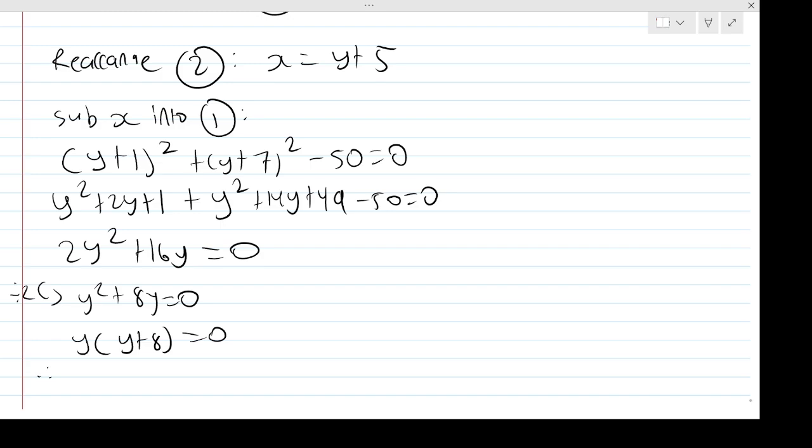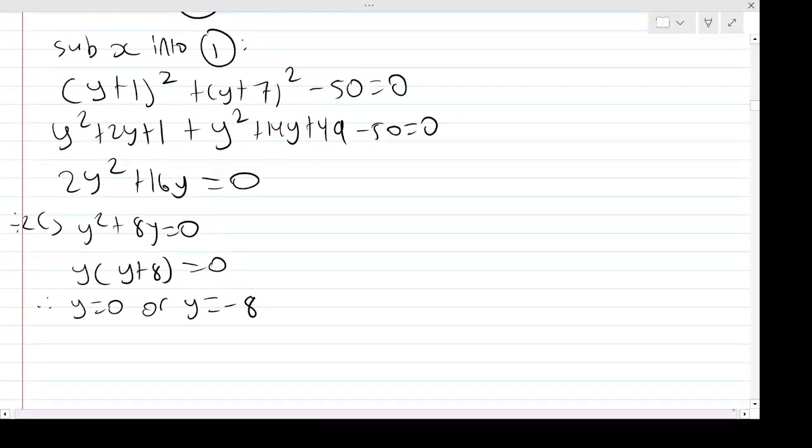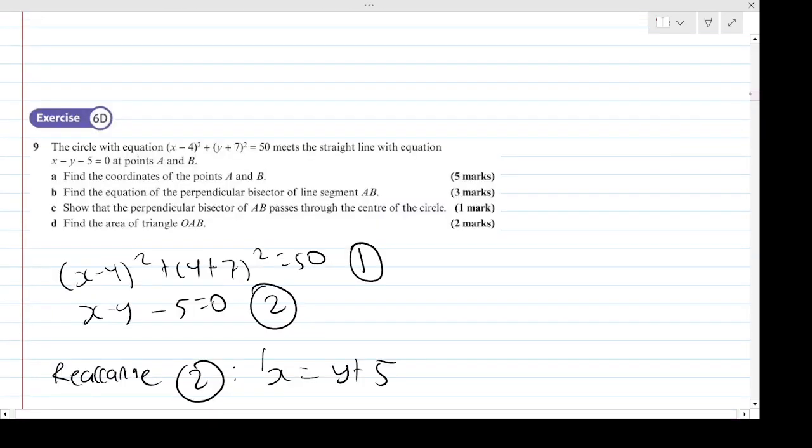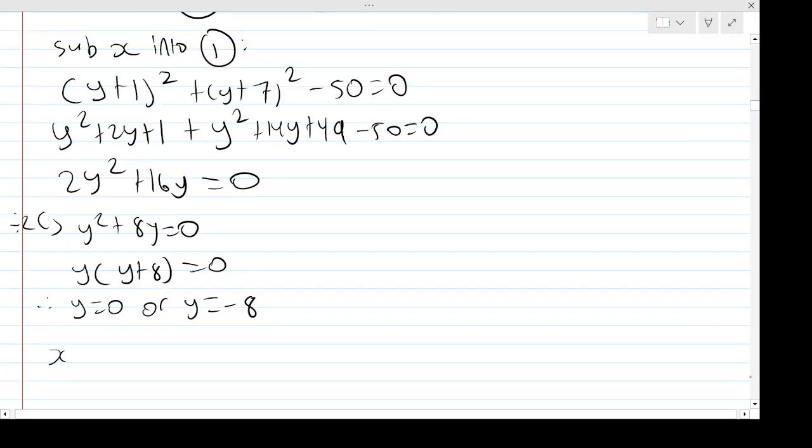Therefore, if we set each factor, each part, equal to 0, we're going to get y equals 0, or y plus 8 is 0, but then that would mean y would be minus 8. There we are, so we've got our solutions, right? But that's our solution for y. Then we need to find the corresponding x solution. But we know x is here, so we can use that, okay? So x is y plus 5, I believe.